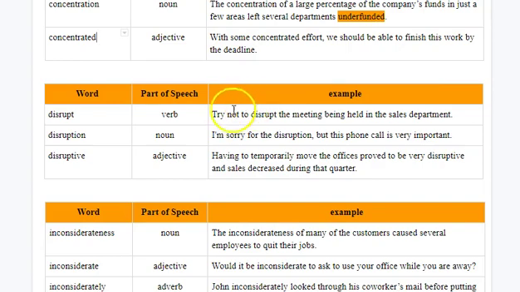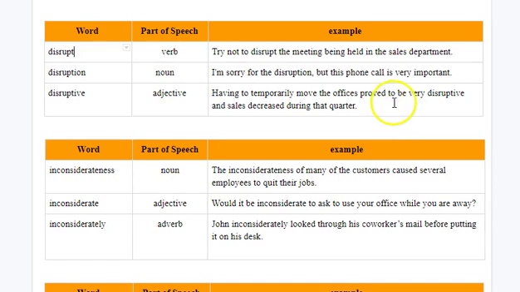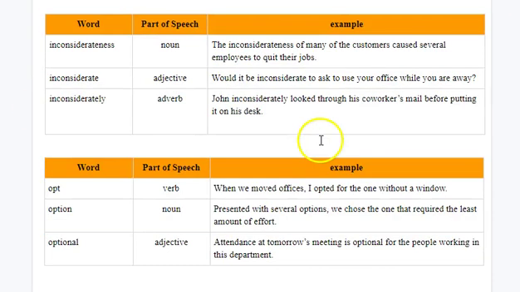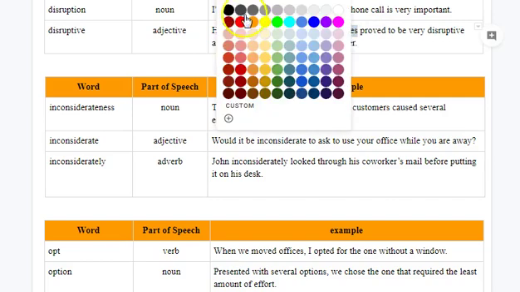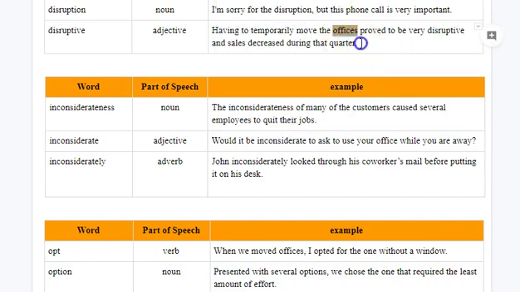Disrupt. Verb. Try not to disrupt the meeting being held in the sales department. Disruption. Noun. I'm sorry for the disruption, but this phone call is very important. Disruptive. Adjective. Having to temporarily move the office proved to be very disruptive and the sales decreased during that quarter.